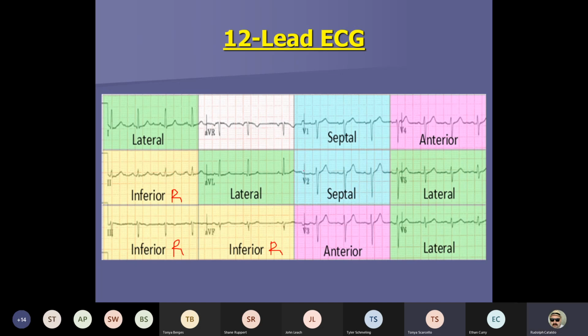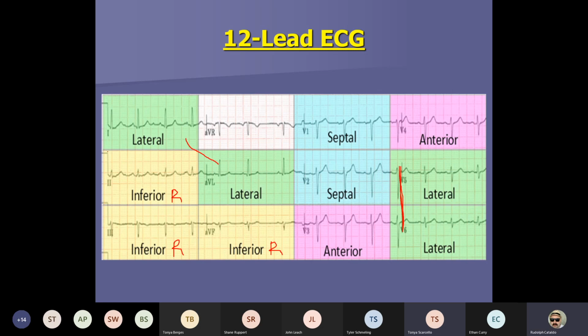V1 septal, V2 septal, V3 anterior, V4 anterior, V5 lateral, and V6 lateral. So what that means is that lead 1 and AVL, along with V5 and V6, look at the same part of the heart. Those 4 leads make up our lateral leads.